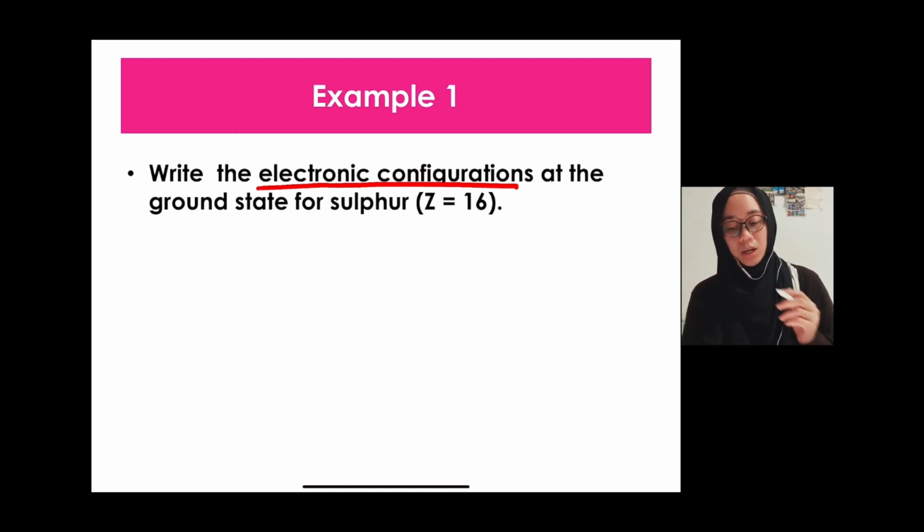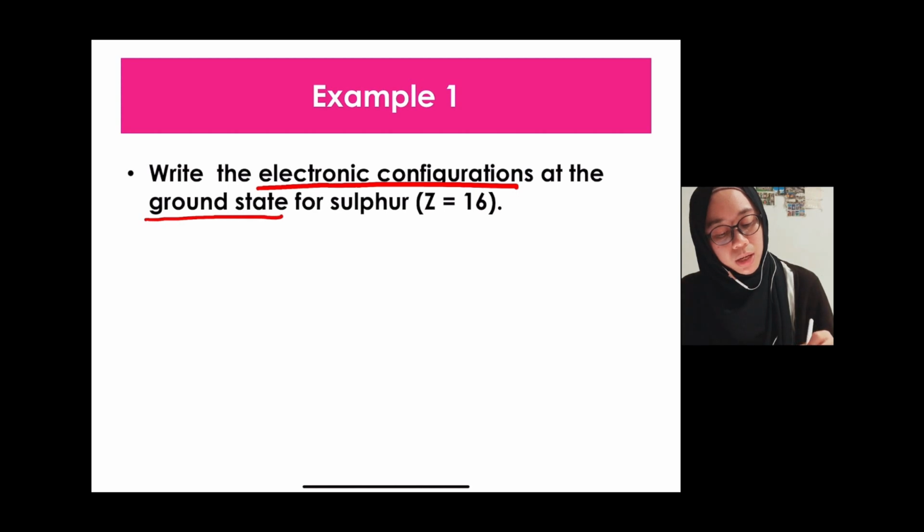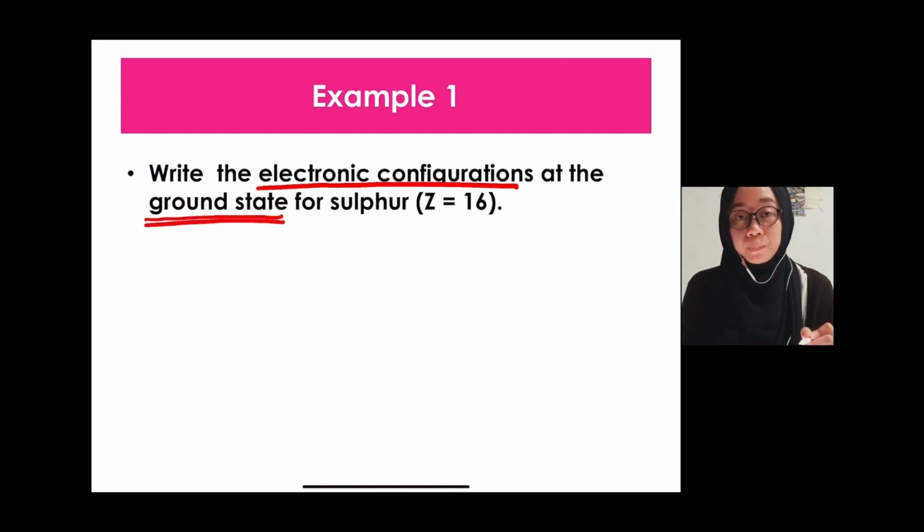Okay, so here dia bagi tahu write the electronic configuration at the ground state. Okay, jangan risau sangat dengan perkataan ground state ni. Ground state ni menunjukkan kepada kita punya neutral atom. Okay, neutral atom. Okay, so sulfur, it has 16 proton. Therefore, it shows that it has 16 electron. So, kalau macam Miss cakap tadi, it's actually easier untuk kita buat dalam bentuk SPDF notation dahulu.